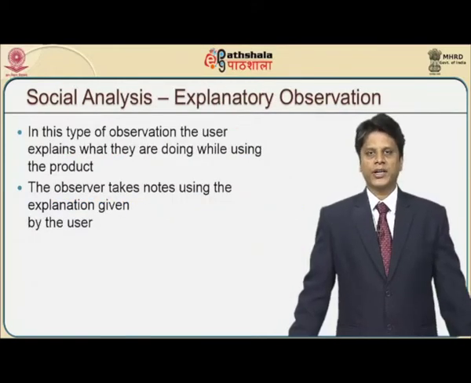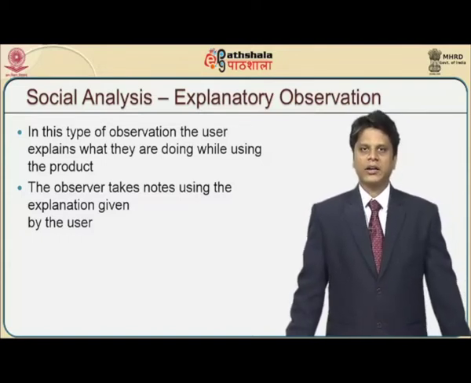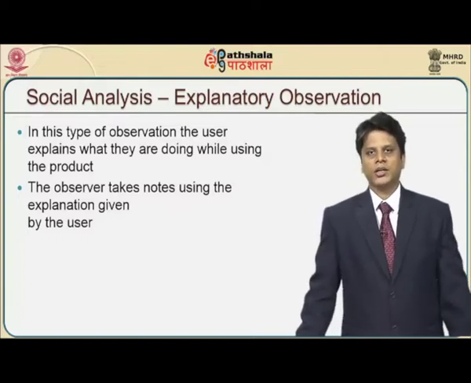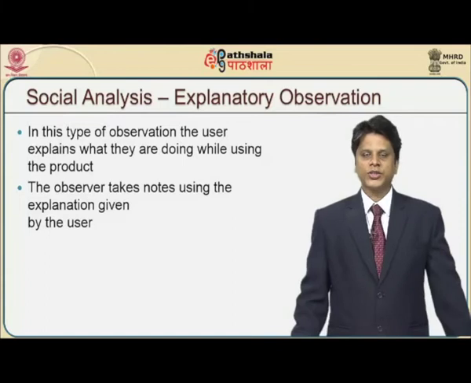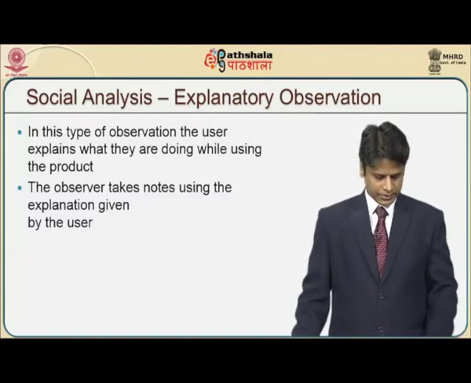And the third type of social analysis is explanatory observation, where the user explains what they are doing while using the product. The observer just takes notes from the explanation given by the user. So, whenever they are working with the machine or the product, they give a clear explanation of the effectiveness of this particular software or product. Simultaneously, from the observation we take notes, and this might be helpful for analysis.